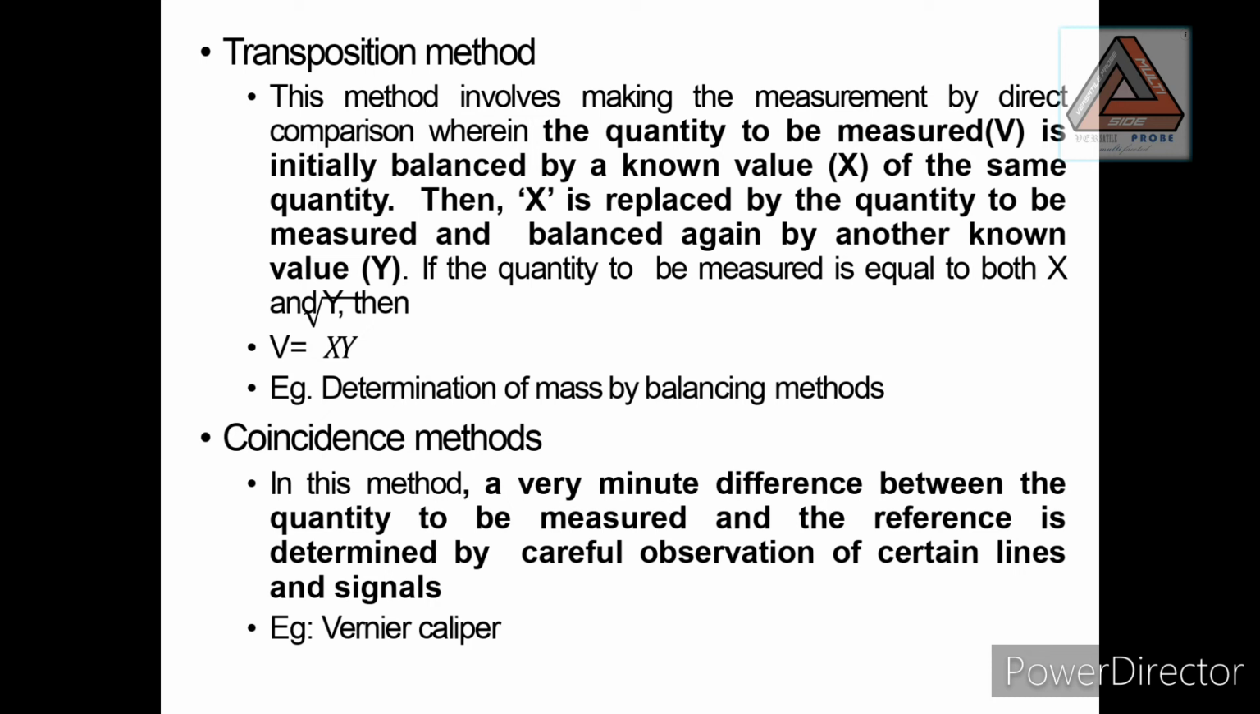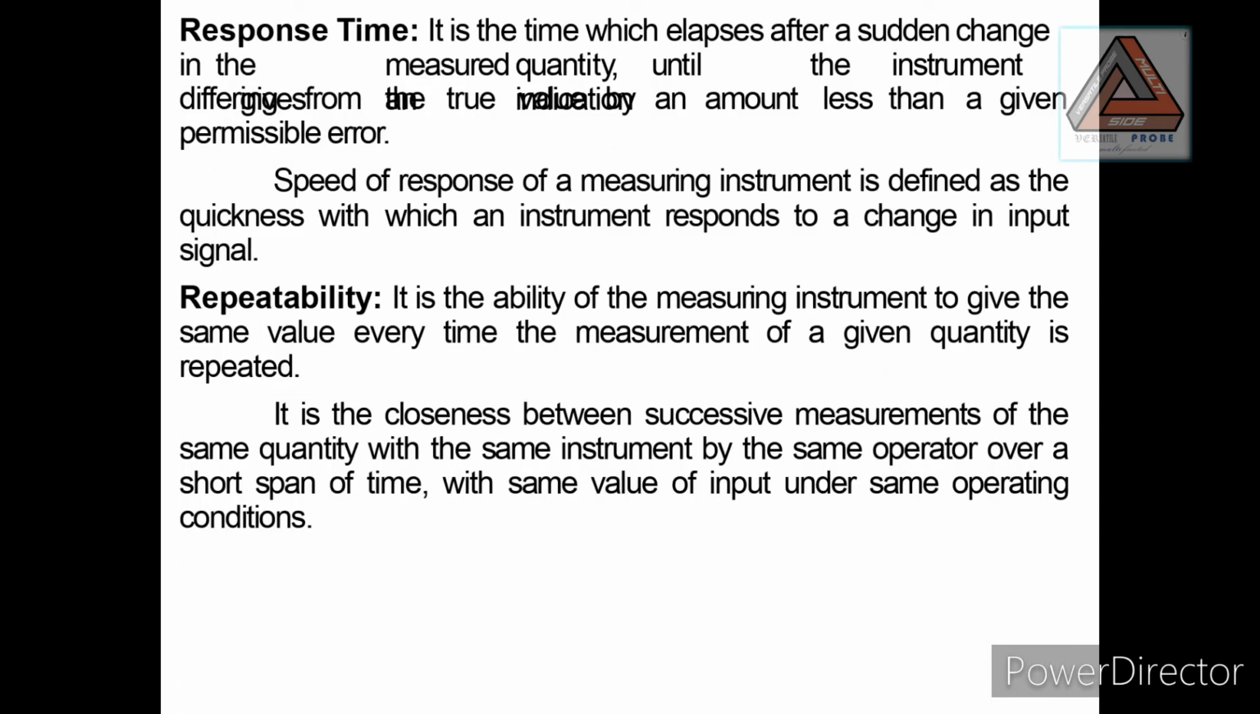Variable conversion element. What is the variable conversion element? The variable conversion element converts the output of the primary sensing element to a more suitable form. It is used only if necessary. Variable manipulation element. What is the variable manipulation element? It manipulates and amplifies the output of the variable conversion element.